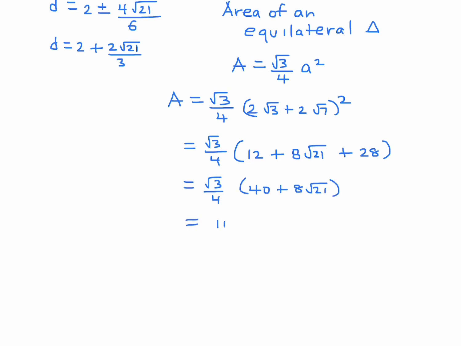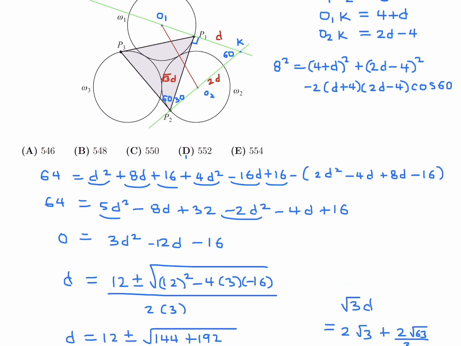So this is going to be 10 root 3. And then this will be 8 root 63. So it'll be 10 root 3, and 63, as before, was 3 times 7. So it'd be 3 times 8, which is 24 over 4, which is 6. So 6 root 7.